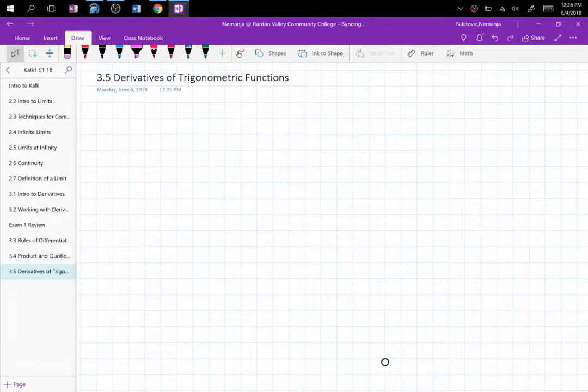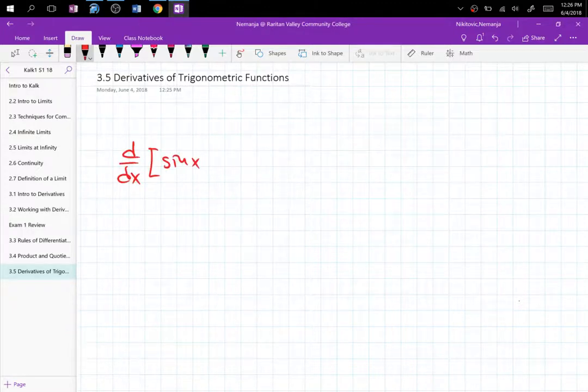And e to the ax, right? So now we are going to go into the realm of trig functions. There are 6 trigonometric functions to deal with, and the first one is going to be the sine function. So the derivative of sine x is going to be cosine x.